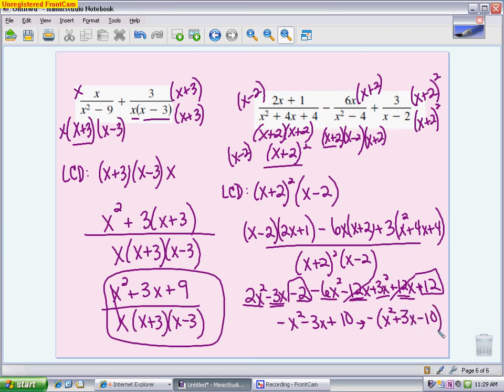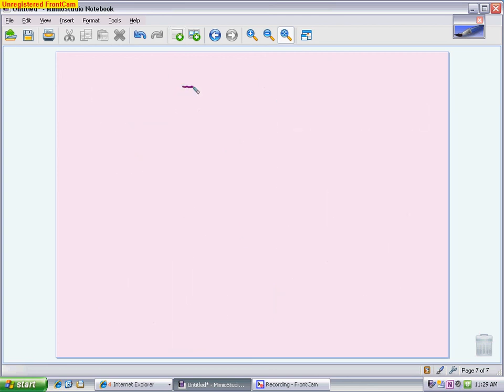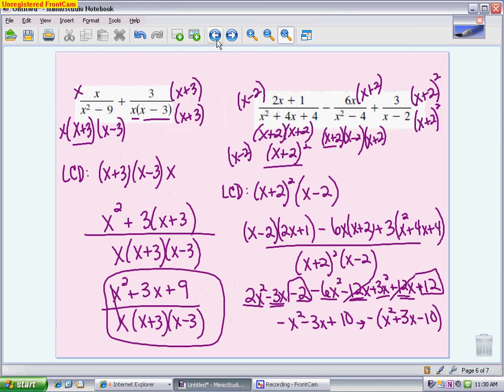That actually will factor even further. Now I'm starting to run out of a little bit of room here. I'm going to go to the next slide so you can see it. So I took out a negative, and I'm left with x squared plus 3x minus 10, and it's over my common denominator of x plus 2 squared, x minus 2.